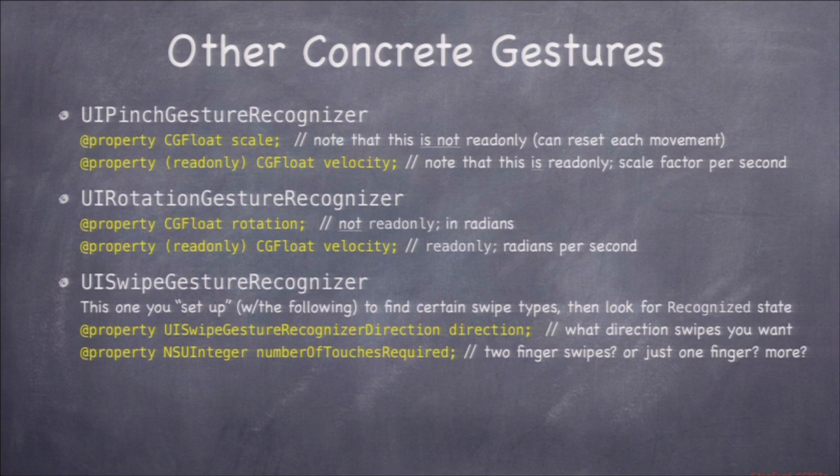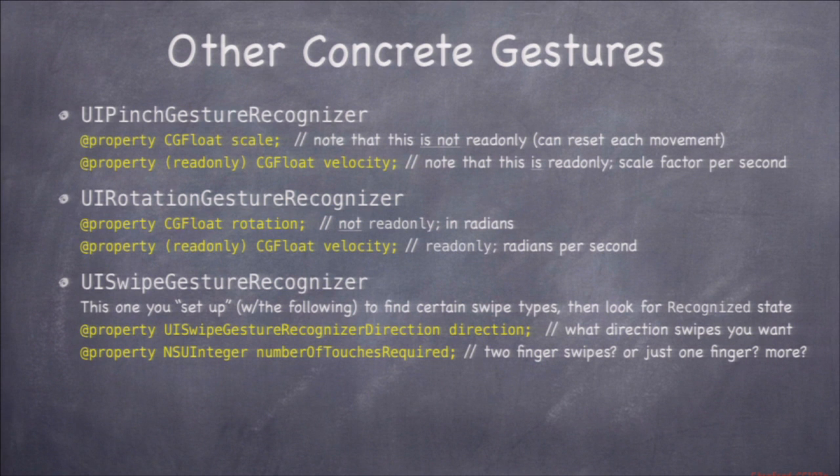And the direction is left to right, right to left, top to bottom, or bottom to top. Okay? So you create it, and then if a swipe happens that meets all that, you'll get your handler called once with recognized as the state. Does that make sense? So a swipe is something you don't track. It just tells you, oh, I saw a swipe.